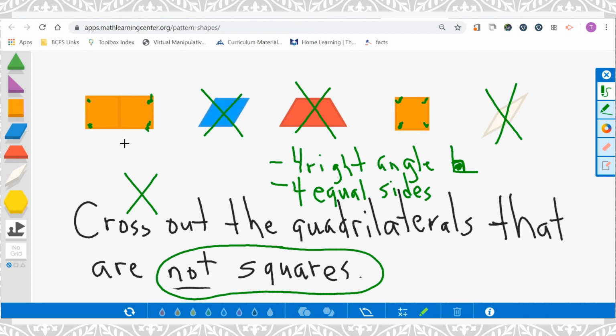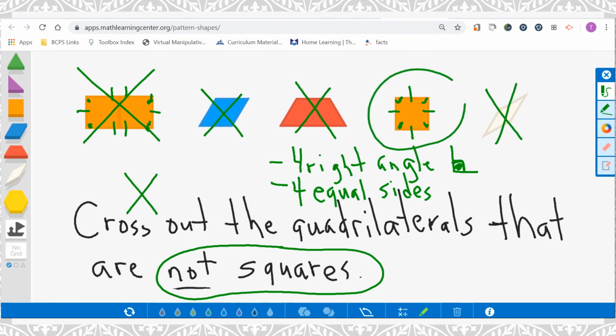we can now cross out the quadrilateral here on the left, because although the right and left sides appear to be the same length, the top and the bottom sides are a different length compared to the right and left. So we're going to go ahead and cross that out. So here we are noticing the 4 equal sides, so this must be our square within this group.